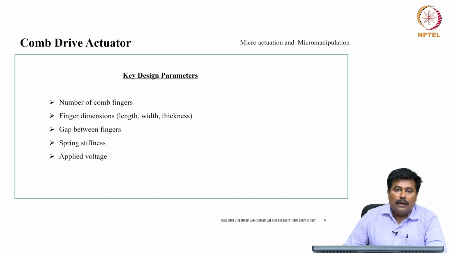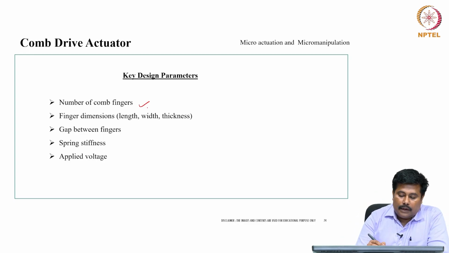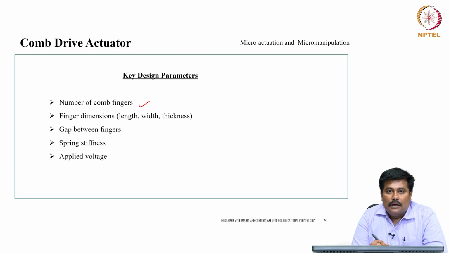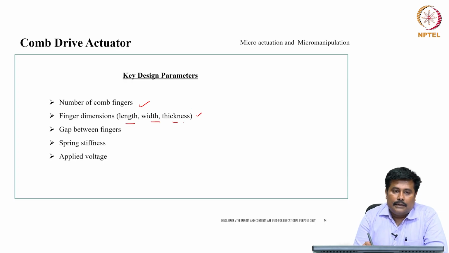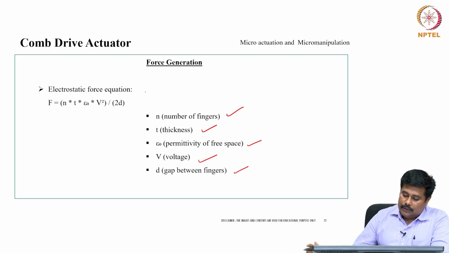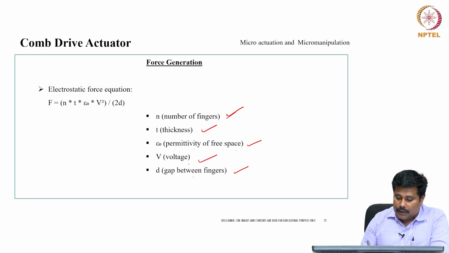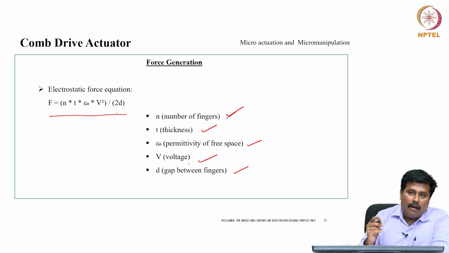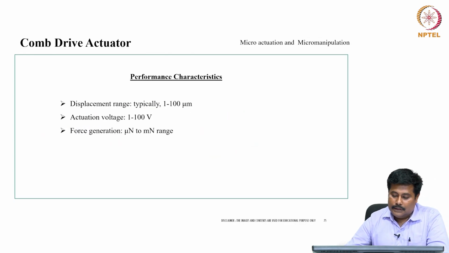Now, when we look into the key design parameters of this comb drive actuator, some of the key design parameters include the number of comb fingers, the finger dimensions, which include the length, width and thickness, the gap between the fingers, the overall spring stiffness and the applied voltage. As discussed earlier, based on the number of fingers, the thickness, the permittivity, the voltage and the gap, these parameters will have an influence on the overall electrostatic force which is being generated.